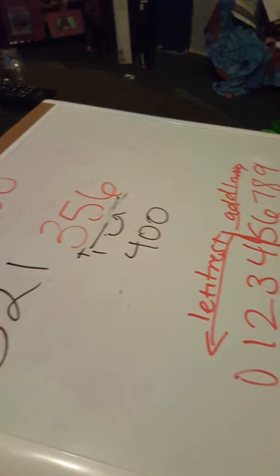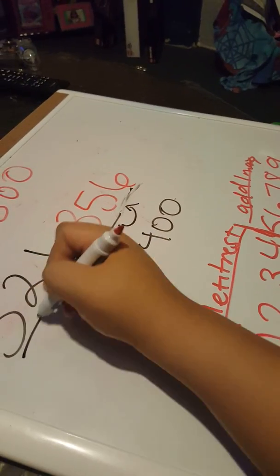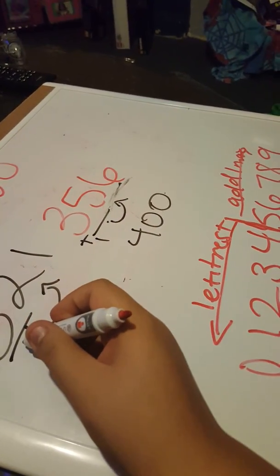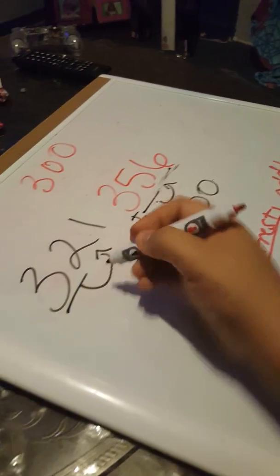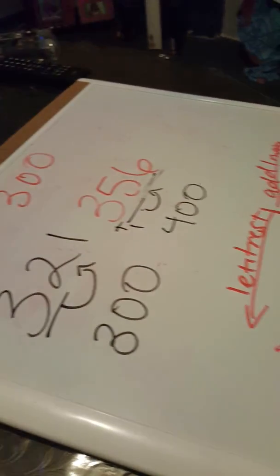321? Can this one round to 300? Yes, right? Because the 2, it's 4 or less. So what happens to the 3? You let it rest, right? So this is going to round to 300.